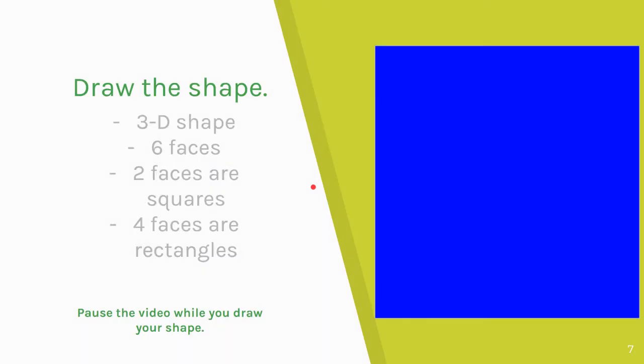For the next one, I want you to draw me a 3D shape. It has 6 faces. 2 faces are squares and 4 faces are rectangles. Let me read those again. A 3D shape with 6 faces, 2 faces are squares, and 4 faces are rectangles. Go ahead and pause the video and do your best. This is a hard one to draw.